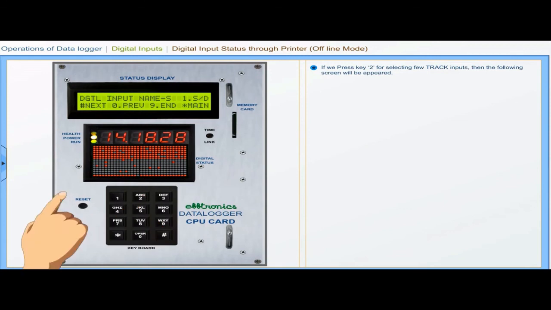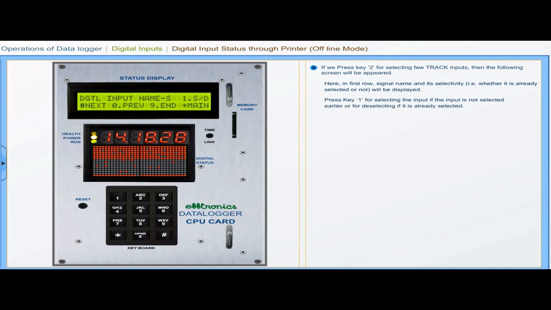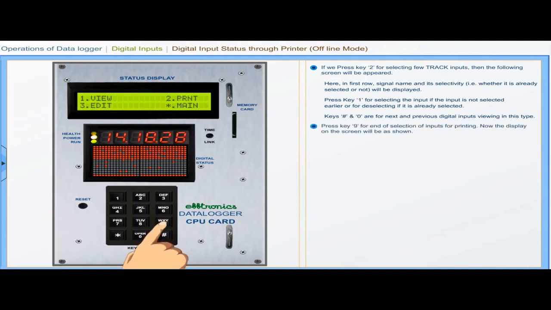If we press key 2 for selecting few track inputs, then the following screen will appear. Here in the first row, the signal name and its selectivity, that is, whether it is already selected or not, will be displayed. Press key 1 for selecting the input if the input is not selected earlier, or for deselecting if it is already selected. Keys hash and 0 are for next and previous digital inputs viewing in this type. Press key 9 for end of selection of inputs for printing.